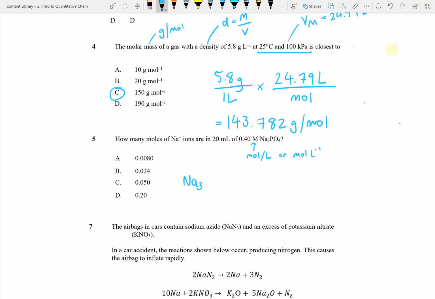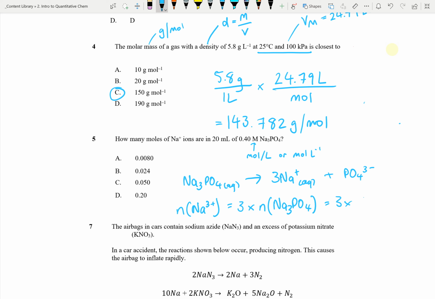So when one sodium phosphate splits apart, you get 3 sodium ions and 1 phosphate ion. So one big particle splits into 4. And so I've got to go moles of my sodium ion. It's going to equal 3 times the moles of sodium phosphate, how many particles I have of sodium phosphate.